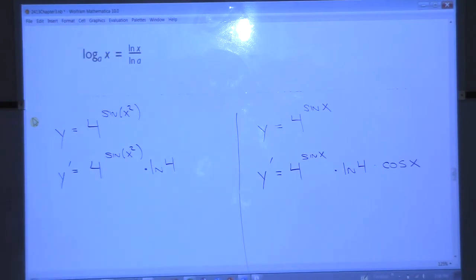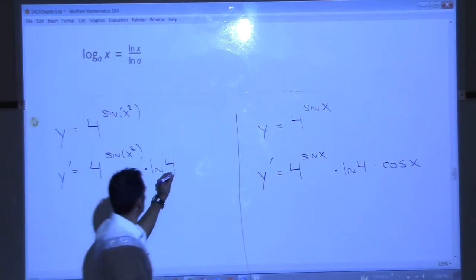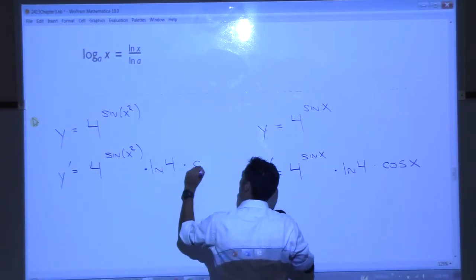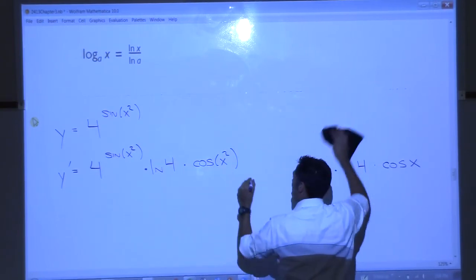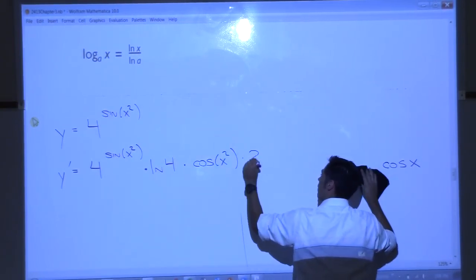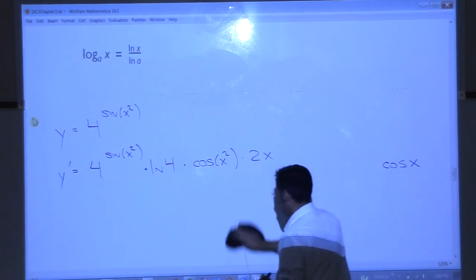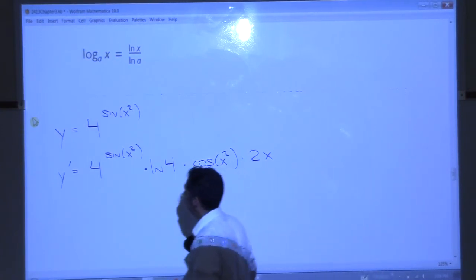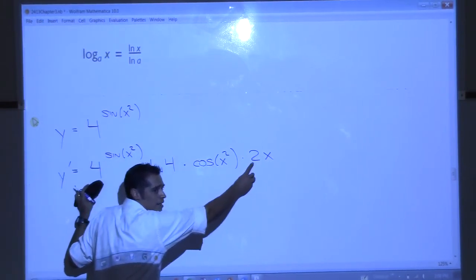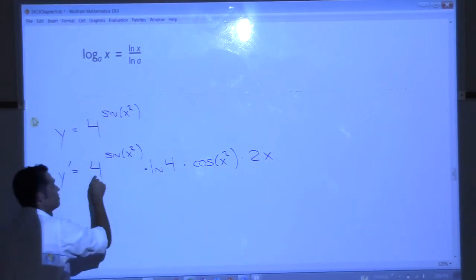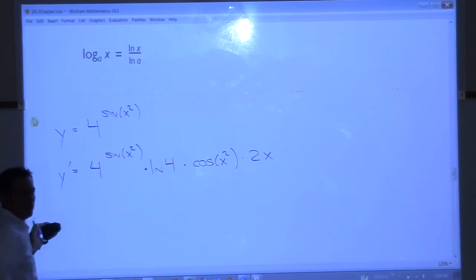Now you can start working with the top, or the exponent. Derivative of sine of x squared is cosine of x squared. But then chain rule, you still have to go inside the sine to the derivative of x squared, which is 2x. And be careful, you can't do 4 times 2 is 8, right? You can't do that, because this 4 is being raised to a power. You can't combine it with the 2. Yeah?